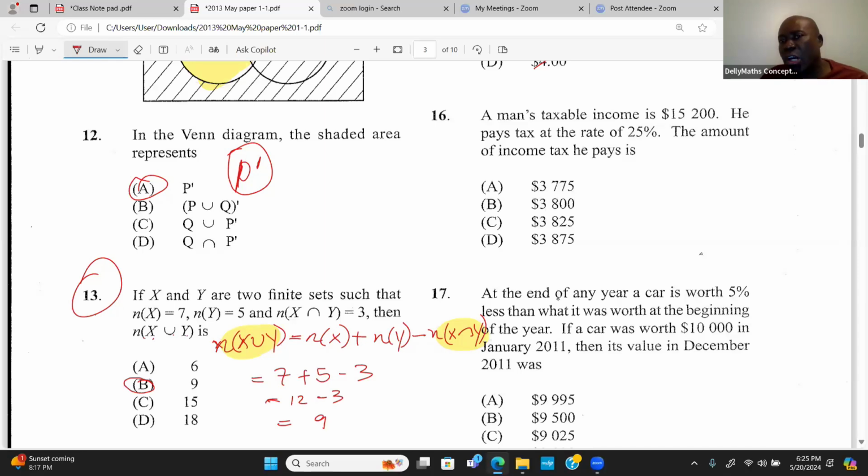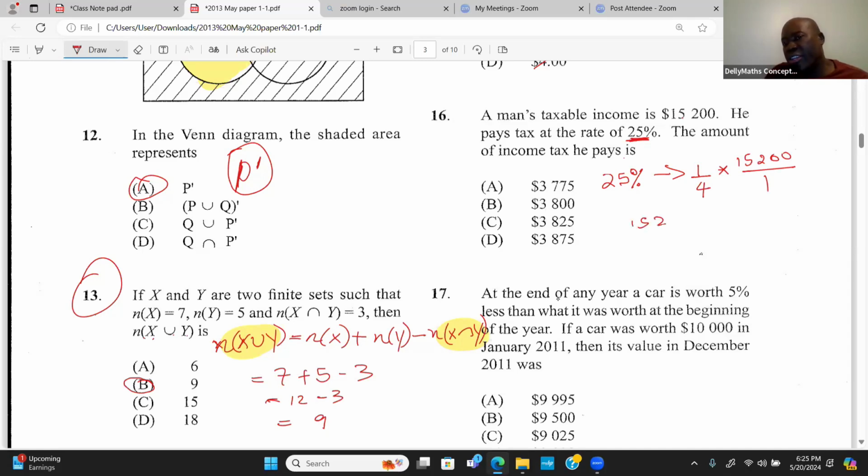A man's taxable income is $15,200. He pays tax at a rate of 25%. The amount of income tax he pays, so we want to know the income tax is 25%. What they're getting at here is understanding many things. You can just relate to the fact that 25% is a quarter of anything. So we want to make the association. This is like 2 eighths. Remember when I said understand your eighths? This is 2 eighths, 25%. So basically 25% of this means a quarter of it. And a quarter of anything is to divide it by 4, basically.